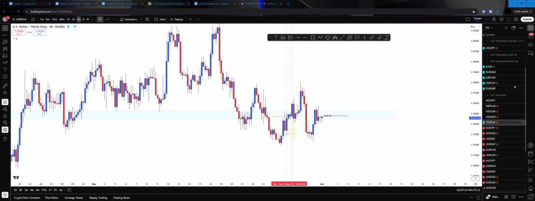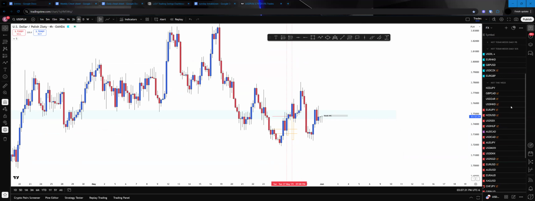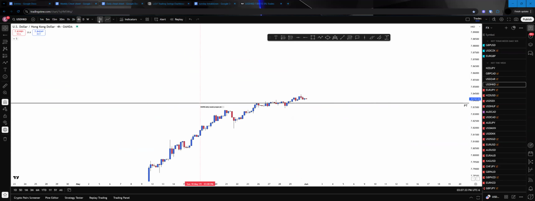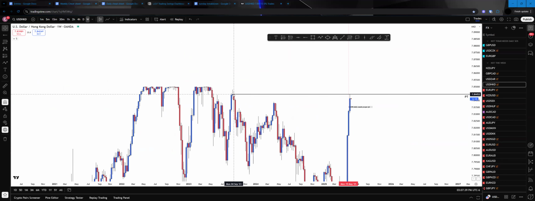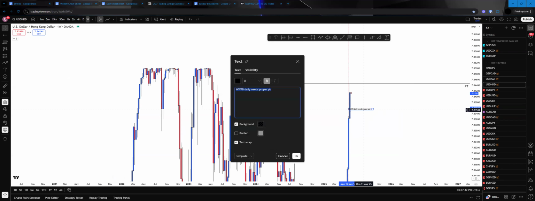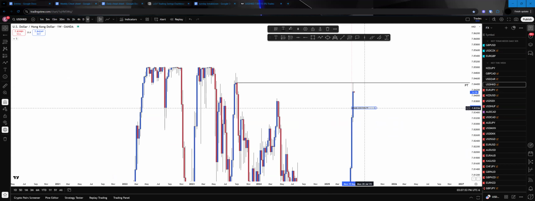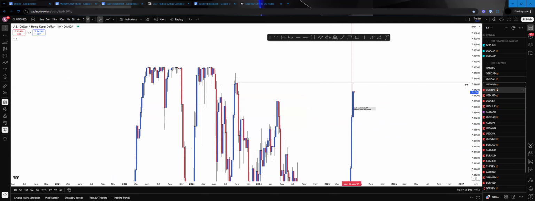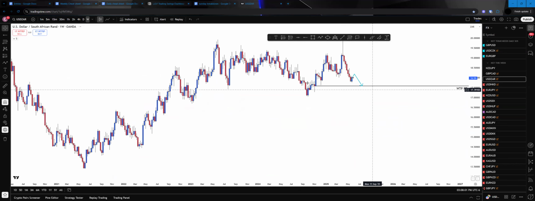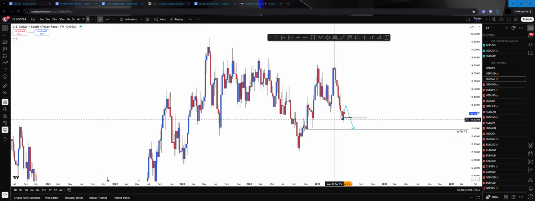Okay, needs... use the HKD. Broke above previous weekly bias, bullish. We've already wicked into, yeah. Use the CZK. We've pulled back. What did we pull back to?